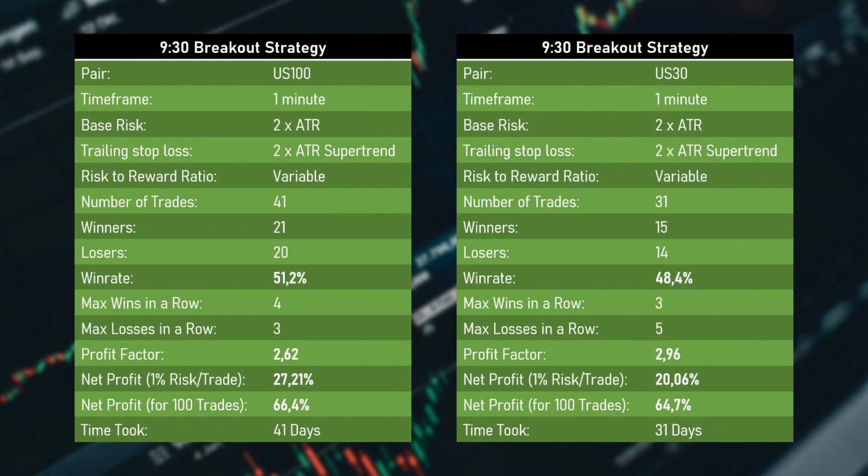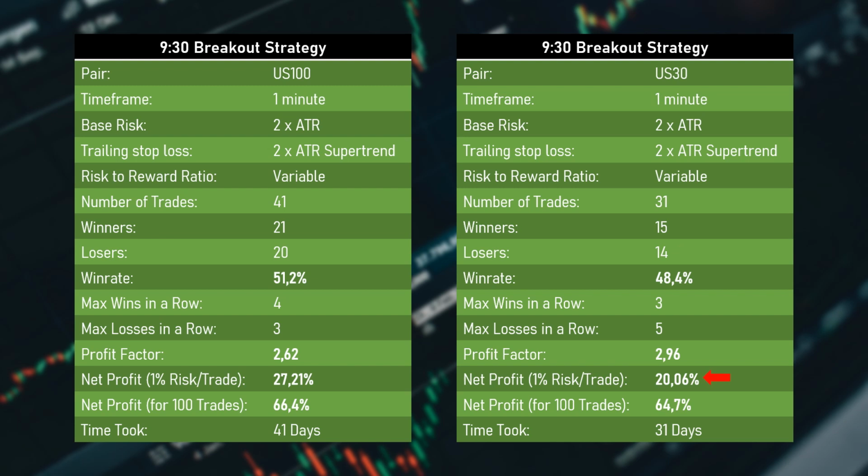Now let's go over the other backtest, then I will show you the equity curves, which is one of the most important valuation of a strategy's reliability. After 31 trades on the US 30 1-minute chart with a variable risk-to-reward ratio, we had 15 winners and 14 losers, which brings us to a total of 20.06% net profit.